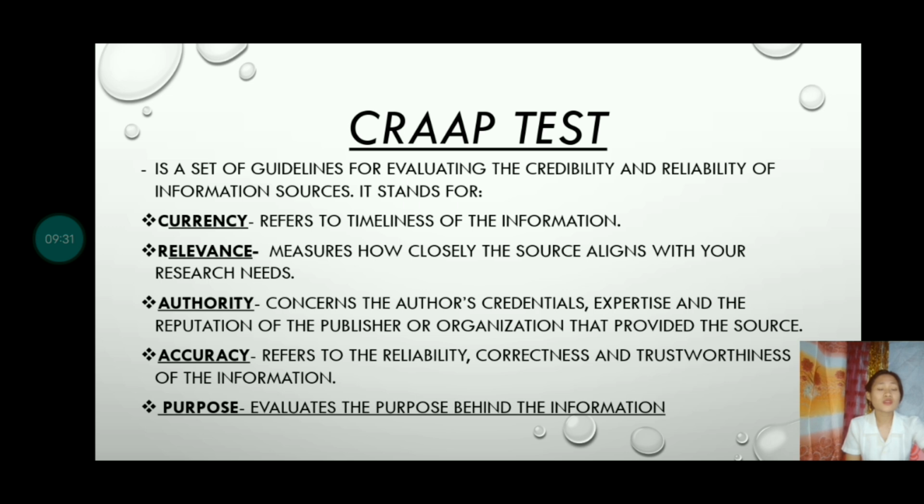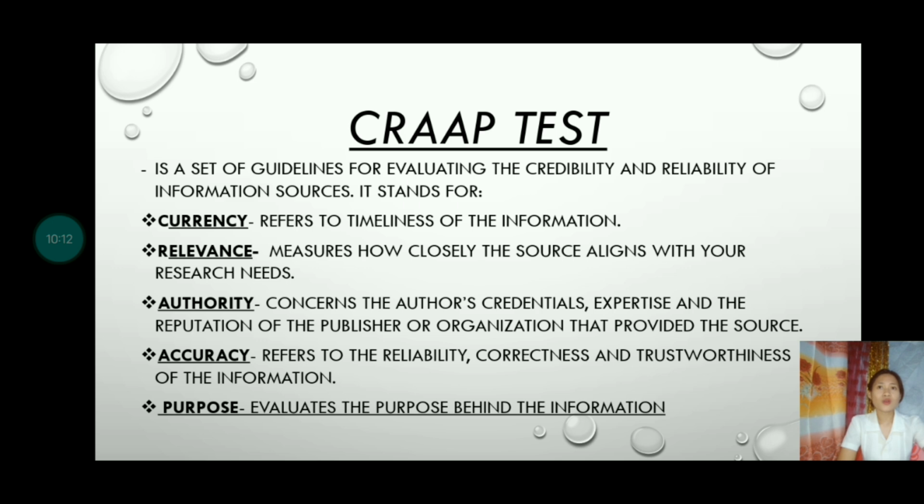So those are the questions you need to ask when you are going to identify credible sources. Last is purpose. Okay? It evaluates the purpose behind the information. Understanding purpose helps you avoid bias and ensures the source aligns with your objectives. Of course, you need to know that these objectives align with what you are looking for.